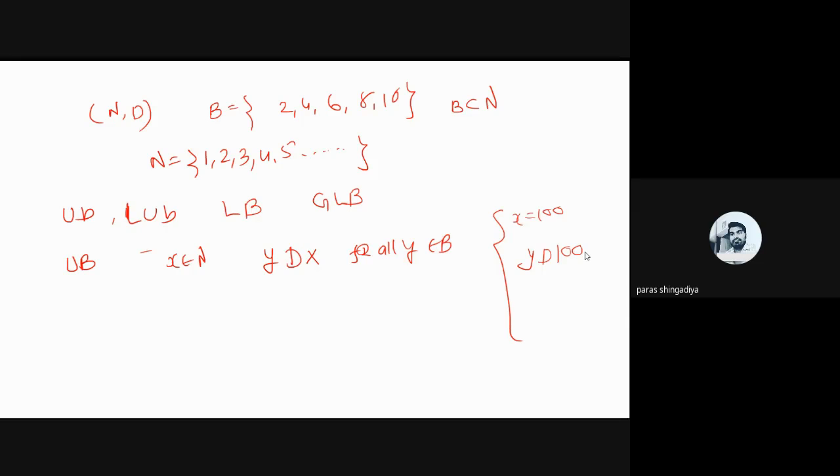Then after that, 6. 6 divides 100. That is not true. Therefore, we cannot consider 100 as the upper bound of the given set. Clear? So does anyone have the answer? Which number can we consider here which is divisible by 2, 4, 6, 8, 10? Which suitable value do we have in this set of natural numbers which we can consider as the upper bound?